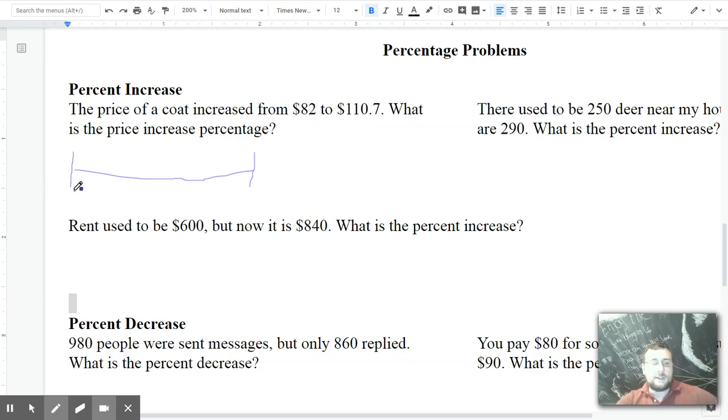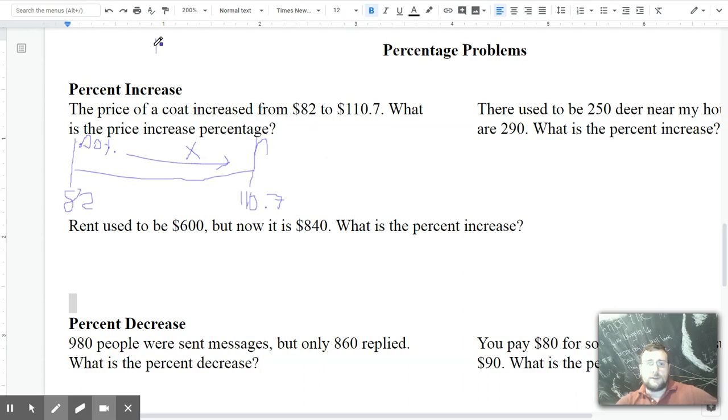Okay, you can see that the original value is 82, which is matched, of course, with the 100%. Now, I'm going to increase this by a certain percentage that I don't know, and I want to find out. I do know that the final value is 110.7. The issue is, if I use this new value in my is-of setup, I'm going to end up with the new percentage, not with the percent increase.